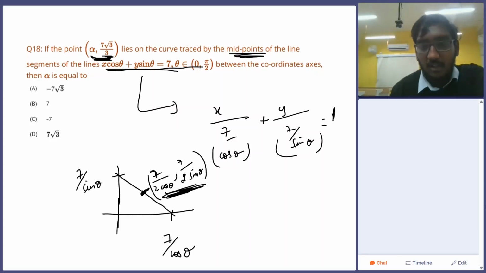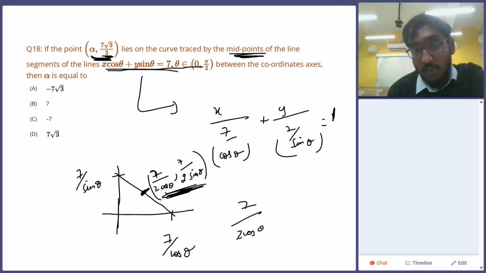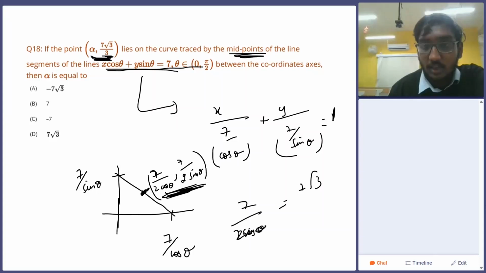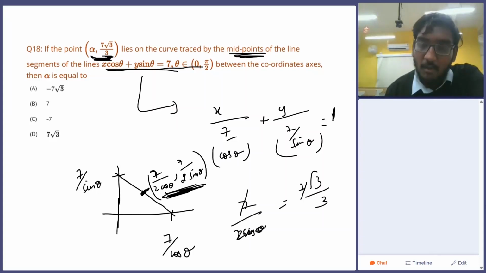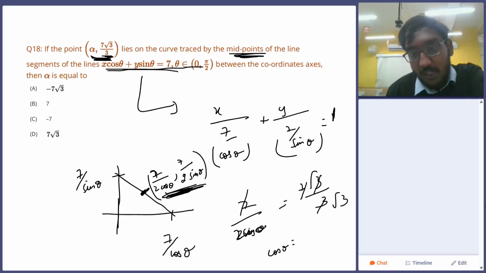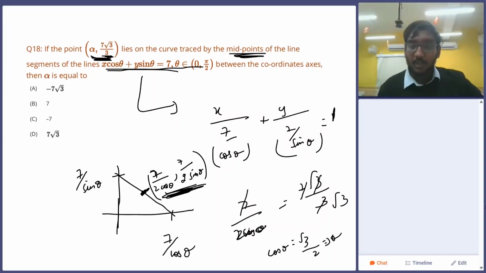Okay, so 7 upon 2 sin theta, because only the y coordinate is given, is 7 root 3 by 3. Okay, just cancel these two. You just write it as 1 upon root 3. Okay, so 2 cos theta is root 3. Cos theta is root 3 by 2. So what will be the value of theta, in case cos theta is root 3 by 2? It will be 30 degrees, or pi by 6. Okay, so using this value of theta, that is pi by 6, you will determine the x coordinate also simply.